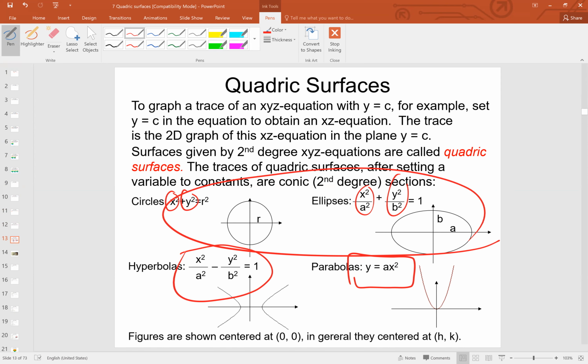The main way we're going to track the shape of the quadric surface is to establish these first. See if we have traces that look like those.